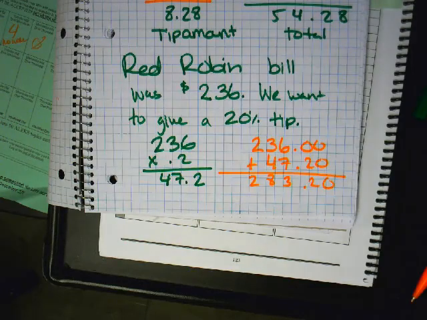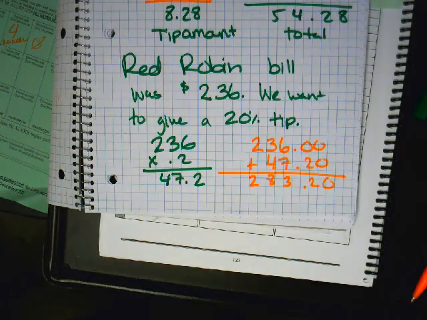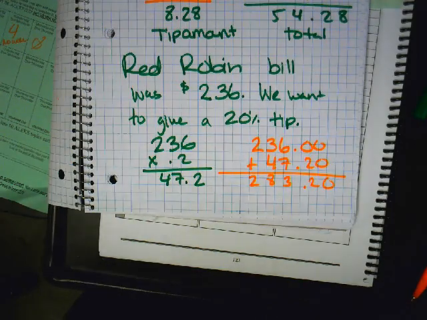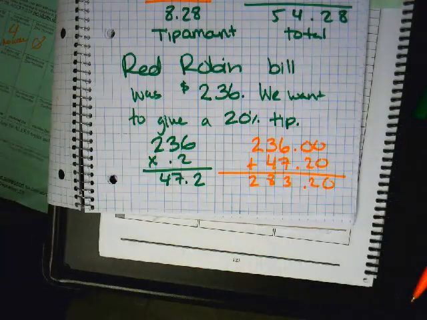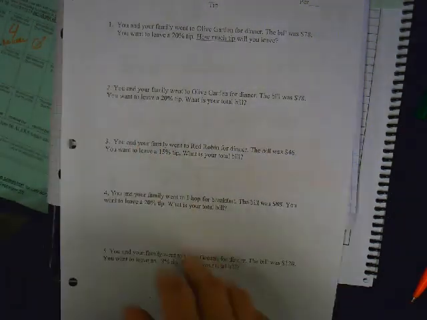You just round. So next time you go to a restaurant, you might say, wait, let me see the receipt, and then you calculate it for your parents. Ask them, how much tip do you want to leave? What percent do you want to leave? All right, super easy. I think I broke it down. It shouldn't take you more than 5 or 10 minutes.